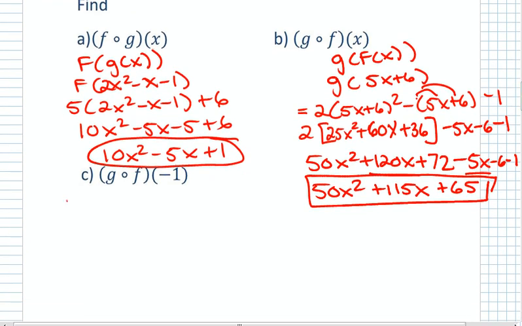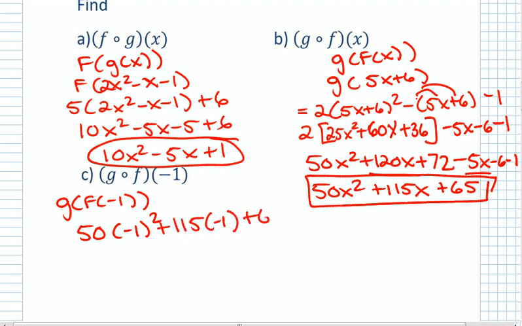So then here in part C, it says basically to put a negative 1 in where you see the x. So 50 times negative 1 squared plus 115 times negative 1 plus 65. Negative 1 squared is 1, times 50 is 50. Negative 1 times 115 is negative 115, plus 65. So 50 minus 115 is negative 65, plus 65 is 0.